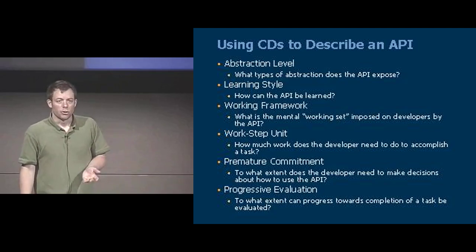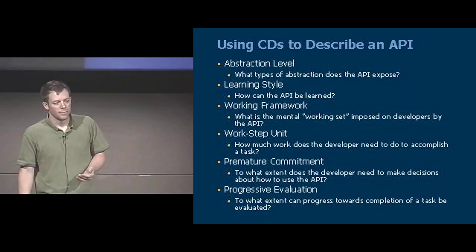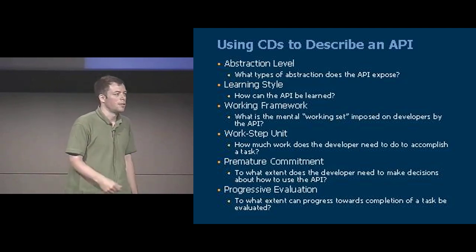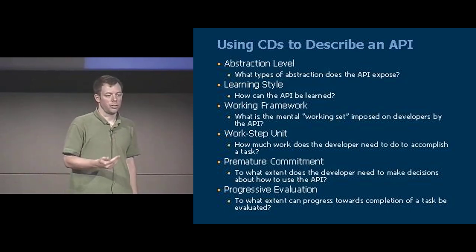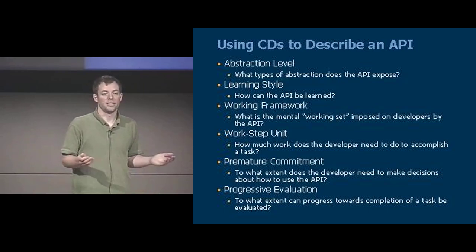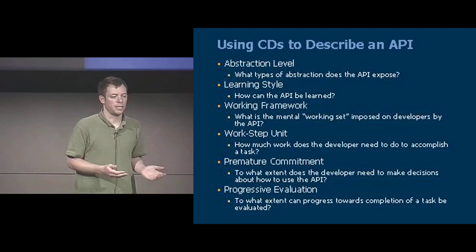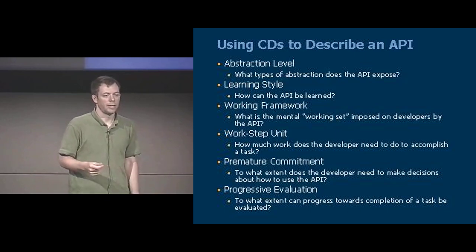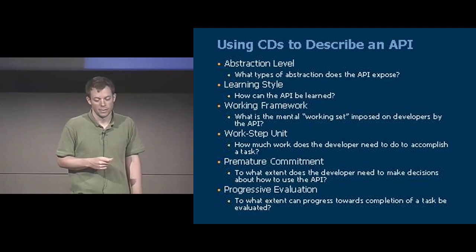The third dimension we're going to talk about, working framework. This sort of gets to the cognitive load that you're placing on a developer when they use your API. It's the equivalent of working set. It's the mental working set of your API. How many DLLs effectively are you having to make the user load into their memory in order to be able to use your API effectively?